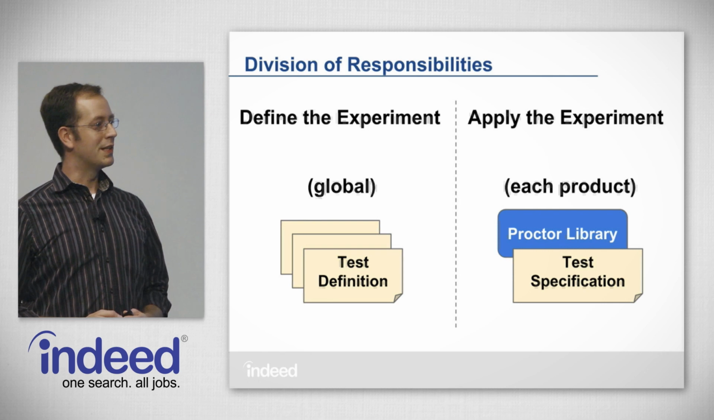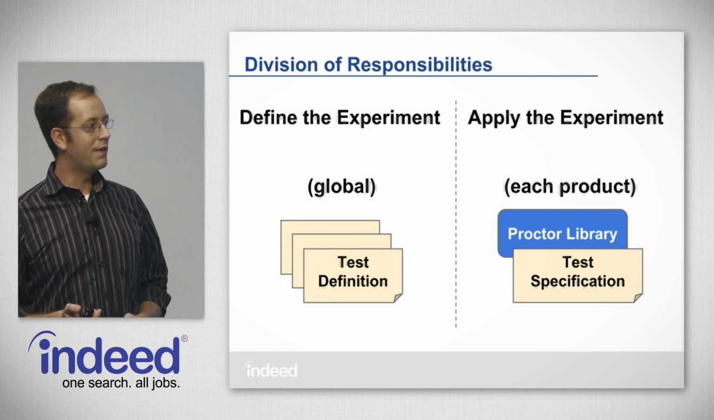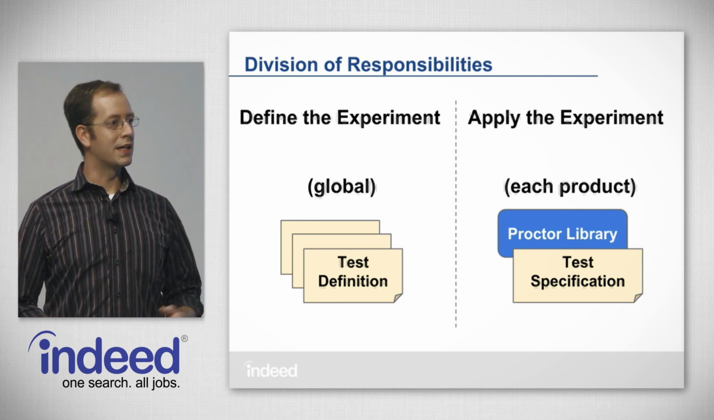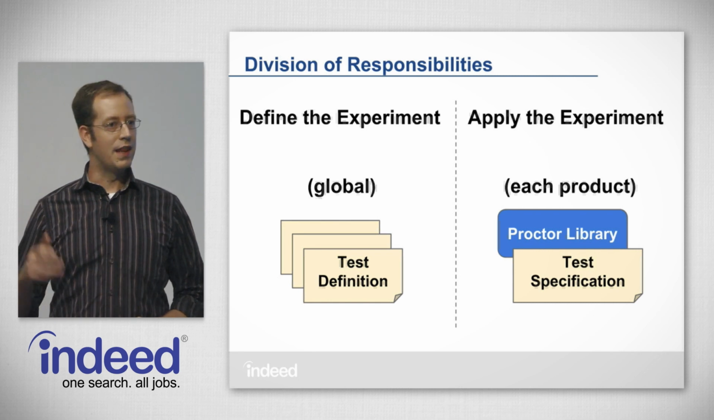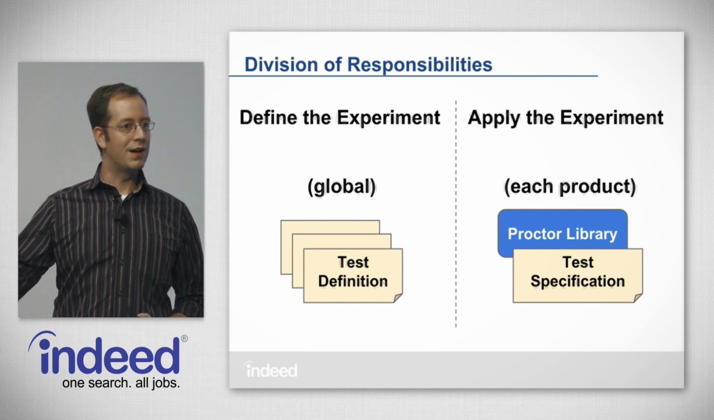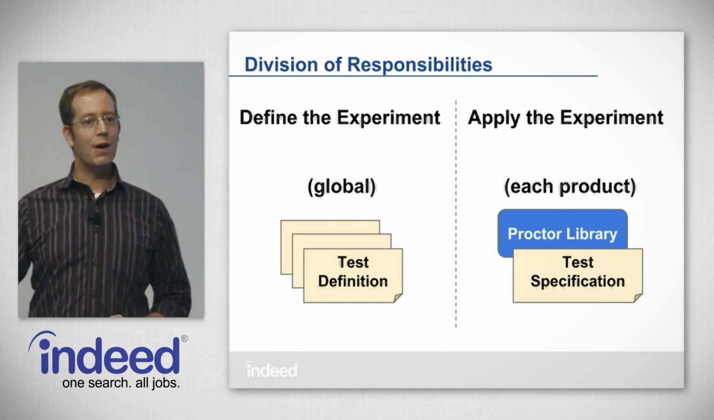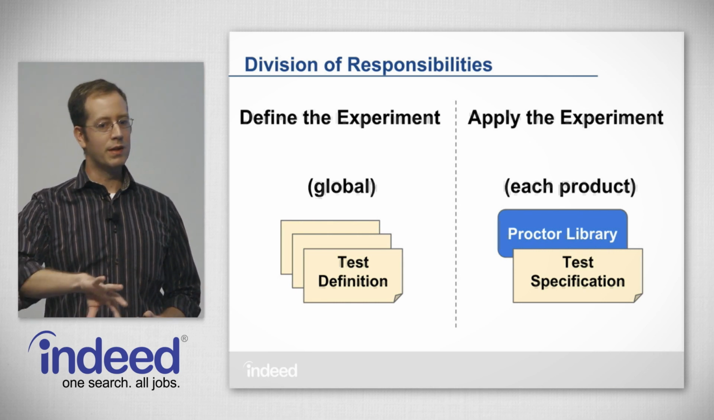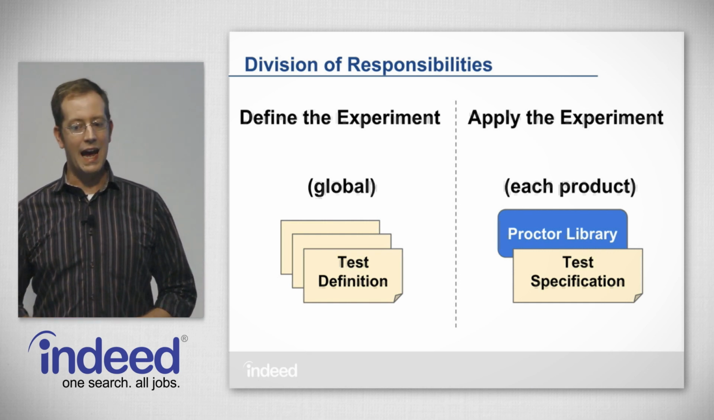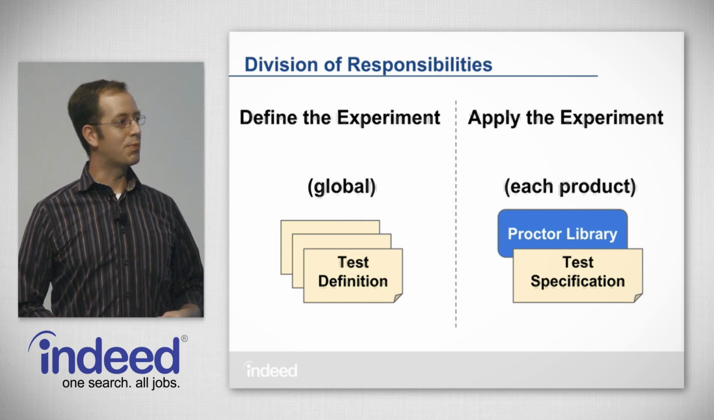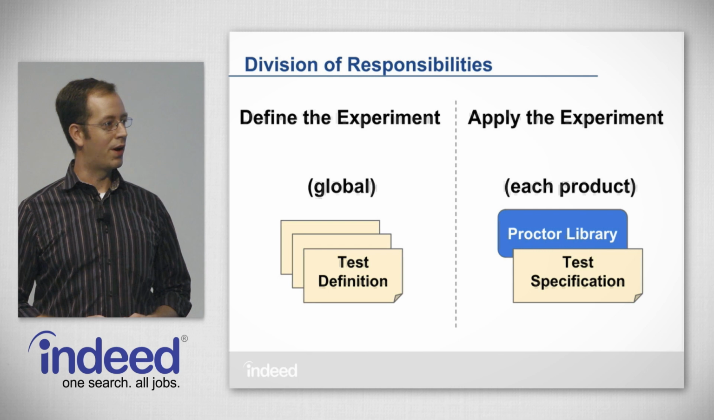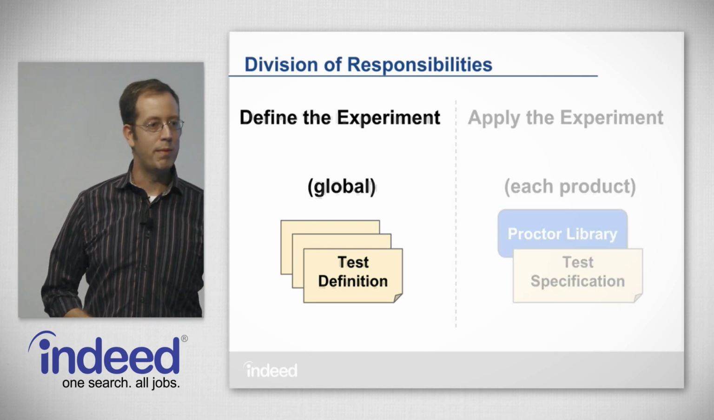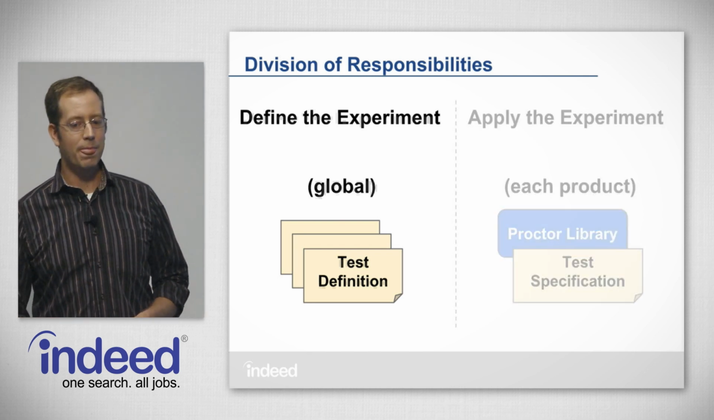Proctor divides responsibilities into the definition of the experiment and the application of that experiment in your code base. The definition lives in a bunch of files that live in a global pool of files outside of any particular product that is completely separate from all your existing projects. The application happens inside of each project as you apply those definitions to that product. And we'll talk about that in a little bit, but first let's define our experiment.